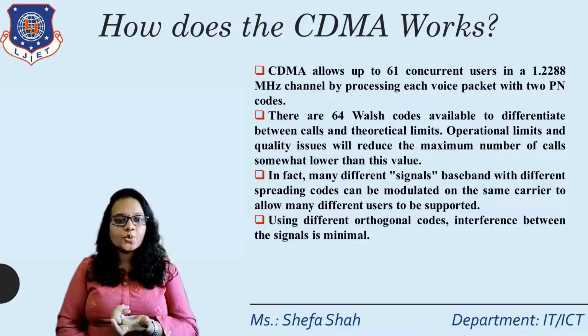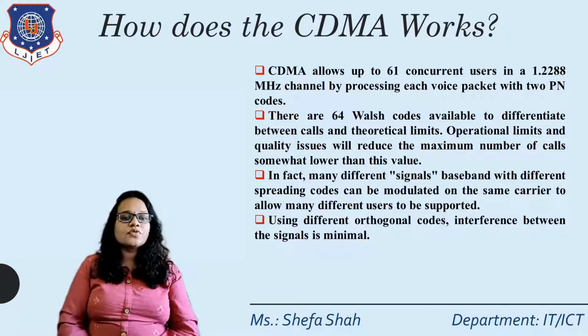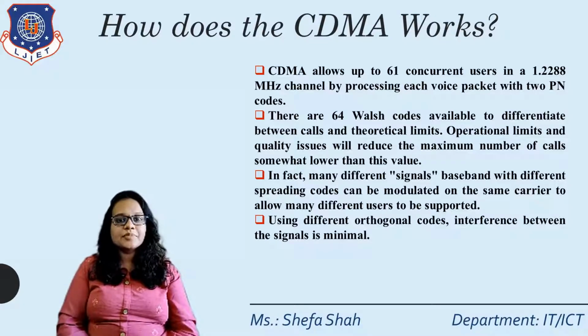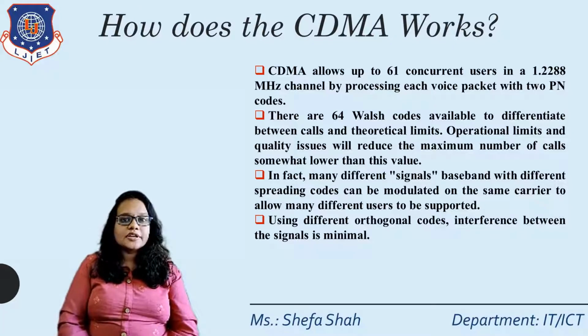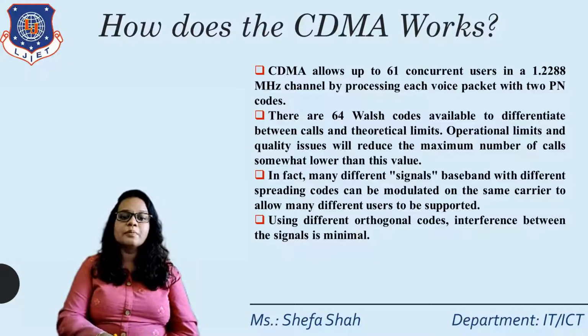So each voice, or each data, will have the 2 PN codes, and the data will be in between the 2 PN codes. There are 64 Walsh codes available to differentiate between calls, as a theoretical limit. Operational limits and caller issues will reduce the maximum number of calls somewhat lower than this value. In fact, many different baseband signals with different spreading codes can be modulated on the same carrier to allow many different users to be supported. And lastly, by using different orthogonal codes, interference is minimal.